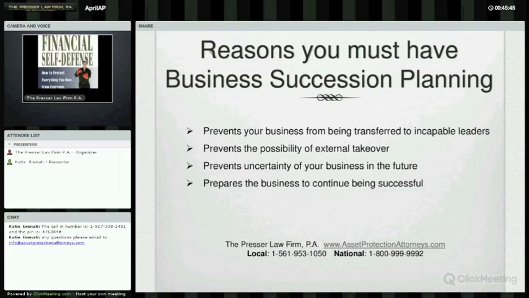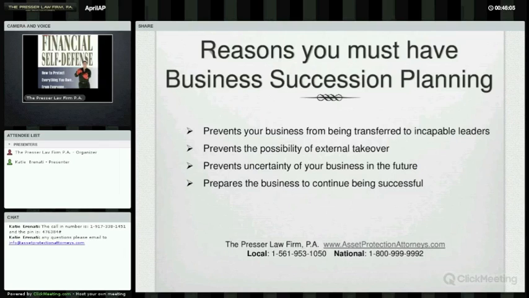Number one is it prevents your business from being transferred to incapable leaders. You can actually pick where you want your business to go, who you want to run it, before something happens. It also prevents the possibility of external takeover. And prevents uncertainty of your business in the future. If you just pass away with no plan, who knows what happens?